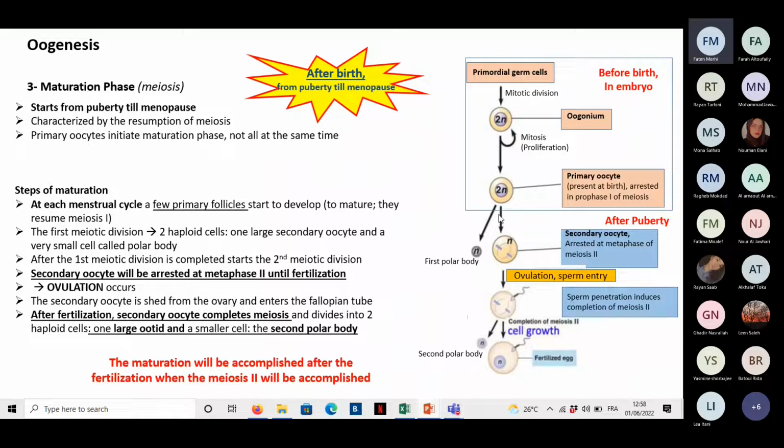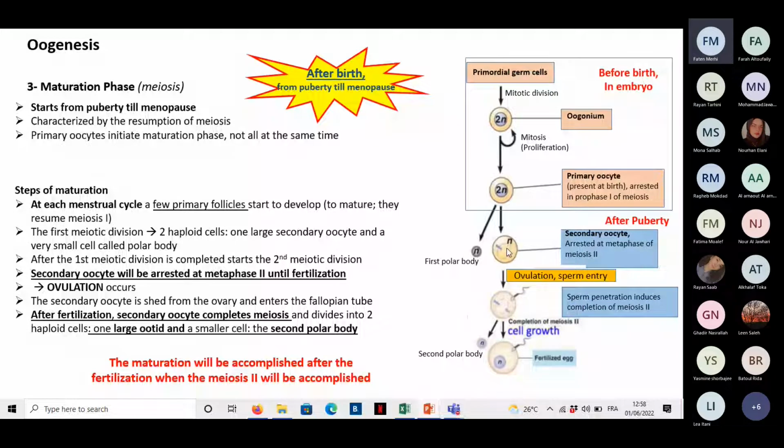So the division in the primary oocyte is not equal. The cytokinesis is not in the middle, okay, it is not equal. So that's why we don't have 2 cells equal in size. We have one big cell and one smaller cell, which is the first polar body. And this big cell is the secondary oocyte. It is a haploid cell.